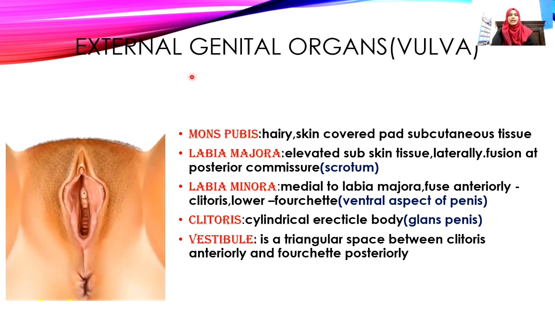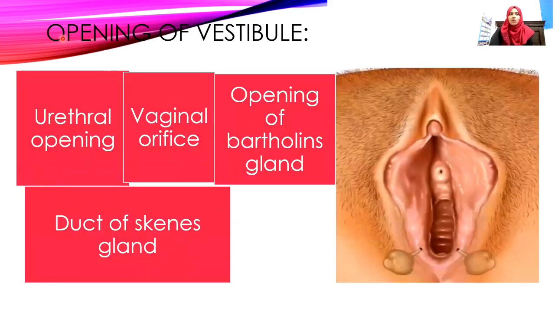So these are the external genital organs, which are mons pubis, labia majora, labia minora, clitoris, and the vestibule. Now we will see the openings of the vestibule. This is another important question which will be asked. The vestibule is the triangular portion between the clitoris and the fourchette. So we will see which are the openings of the vestibule.